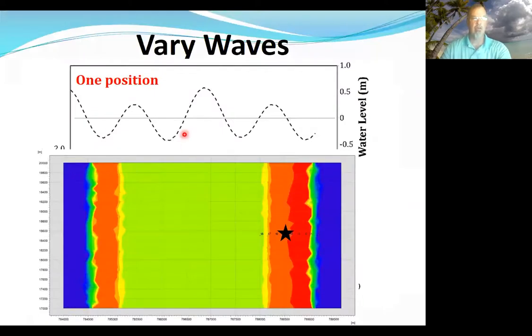We can also vary the waves, and here we're going to change how we're looking at these systems. We'll look at just one specific point, just right behind the reef. And again, the reef is just about 0.5 meter higher. And again, tides are going up and down. We'll look at 3 waves.